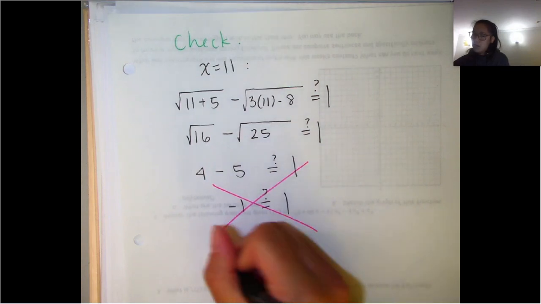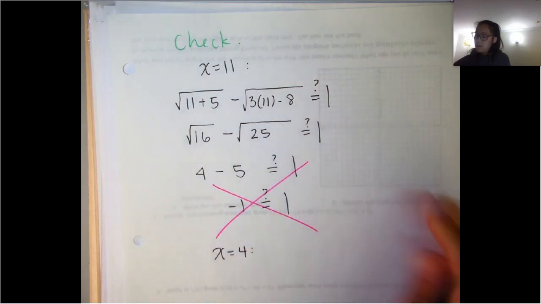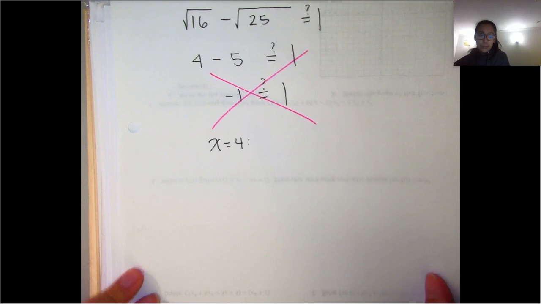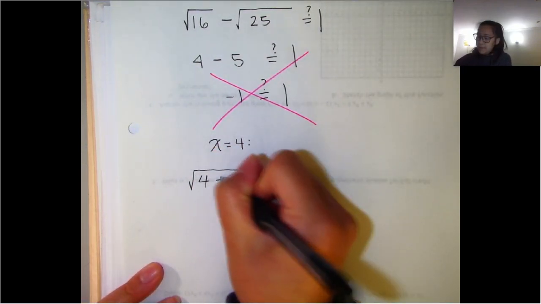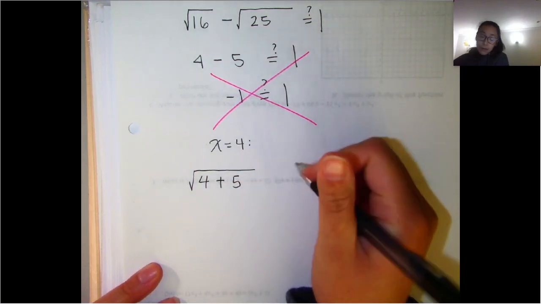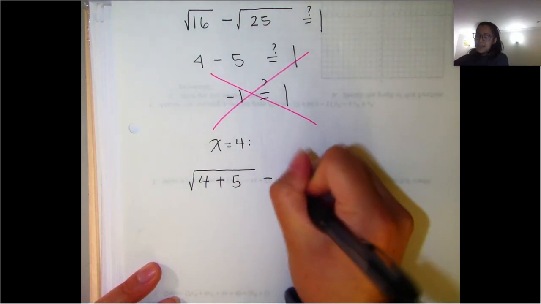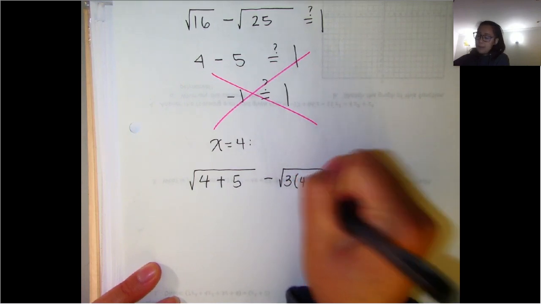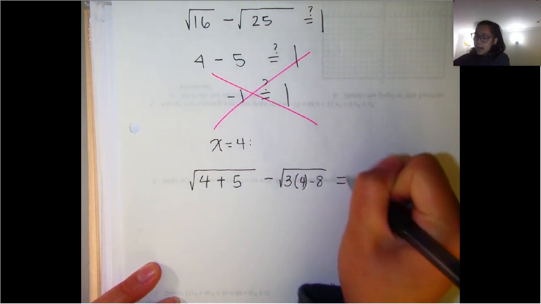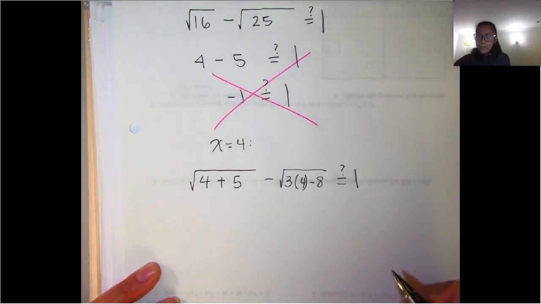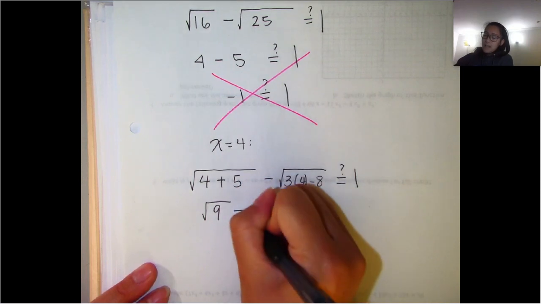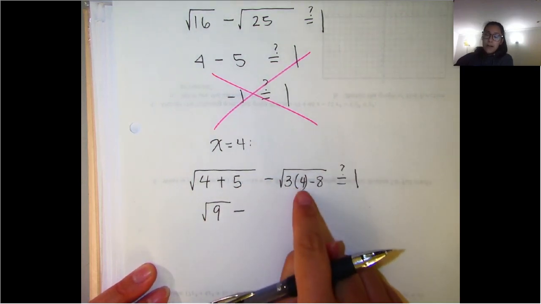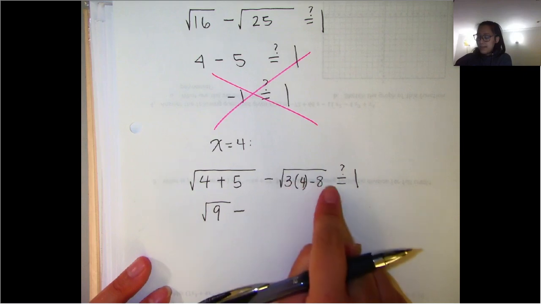Now let's go ahead and check x equals 4. You plug it into the original equation, so substitute 4 for x. We have square root of 4 plus 5 minus the square root of 3 times 4 minus 8. Does that equal 1? The square root of 4 plus 5, that's the same as square root of 9, minus, well, 3 times 4, that's 12. 12 minus 8, that's 4.